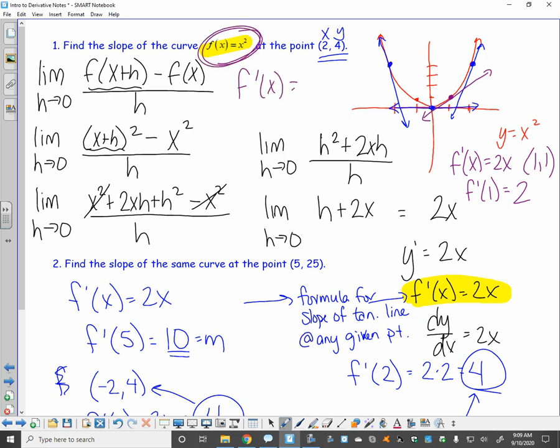using its derivative because, one more time, the derivative is the equation for the slope of the tangent line at any given point. The derivative is the slope of the tangent line at any given point. One more time. The derivative is the slope of the tangent line at any given point.